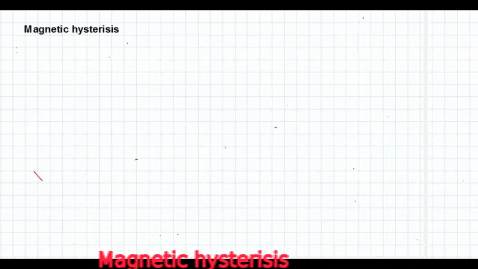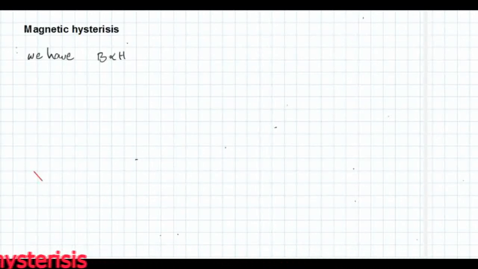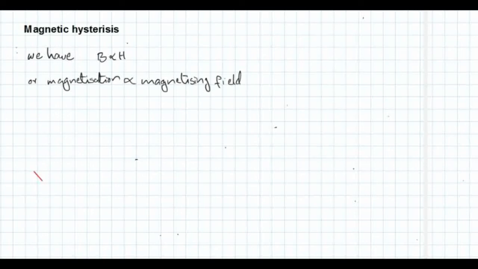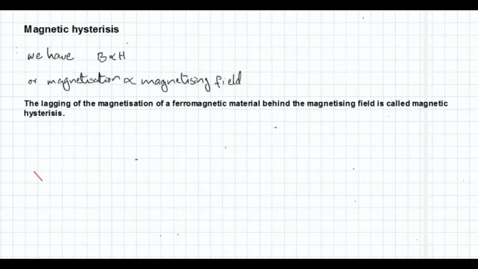The next topic is magnetic hysteresis. Previously we have learned that B, the magnetic flux density, is proportional to H, the magnetizing field, or magnetization is proportional to the magnetizing field. So there is a direct proportionality relation between magnetization and magnetizing field.